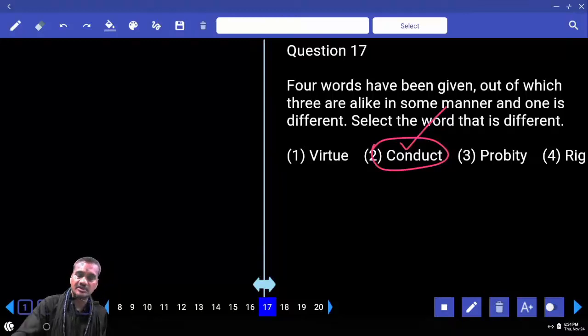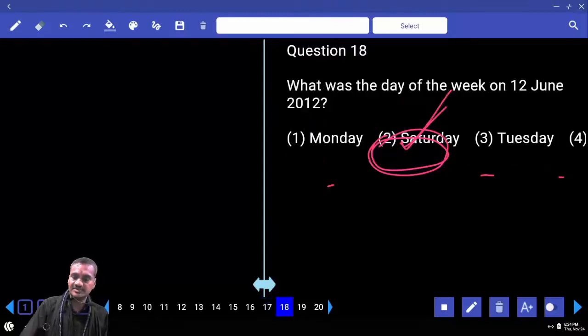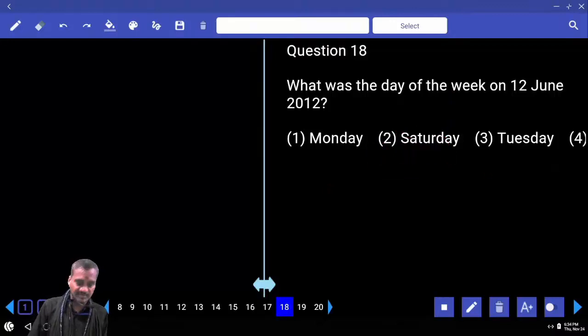That means now the conduct has to be developed by the person. But all the remaining are what? All the remaining are by fortune. Hence, what is your answer here? Choice. The remaining three are of the same synonyms and conduct is different. And next one, question number 18.